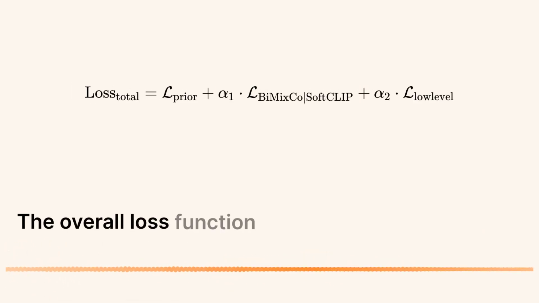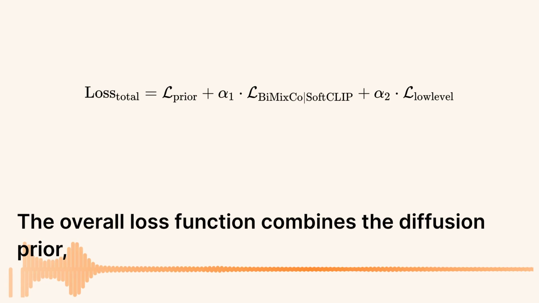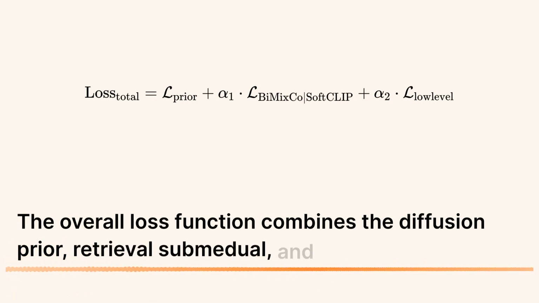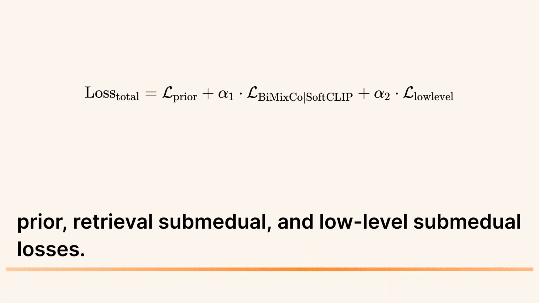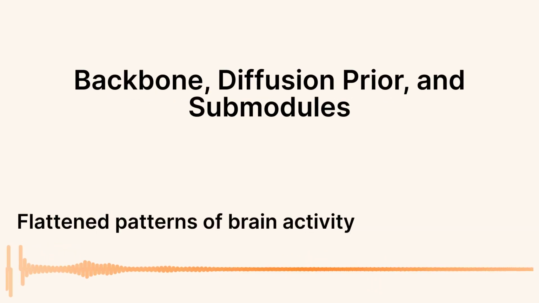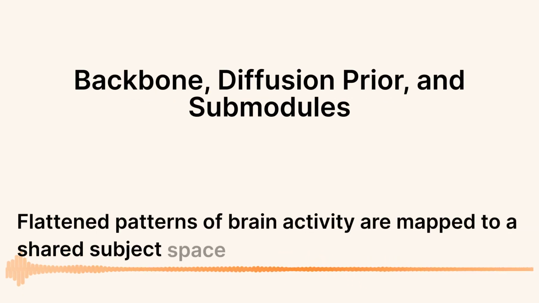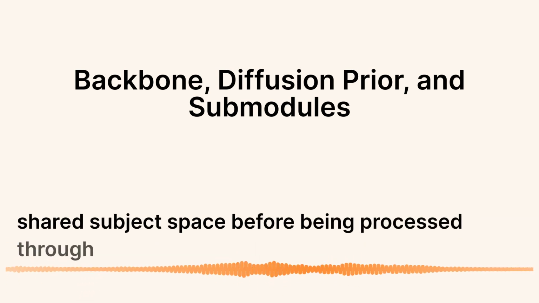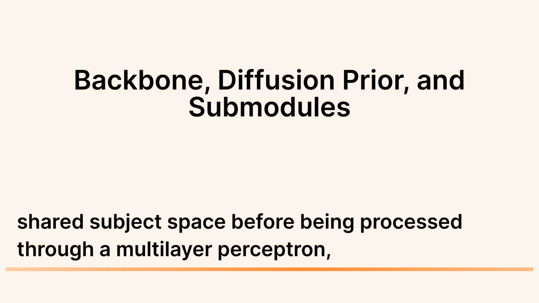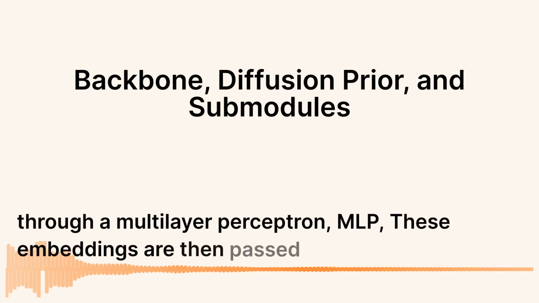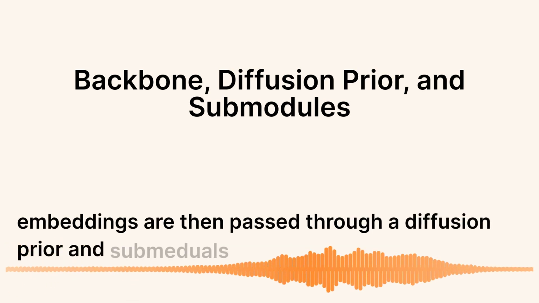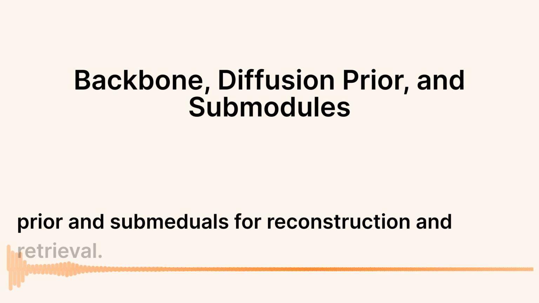The overall loss function combines the diffusion prior, retrieval submodule, and low-level submodule losses. Flattened patterns of brain activity are mapped to a shared subject space before being processed through a multilayer perceptron (MLP) backbone. These embeddings are then passed through a diffusion prior and submodules for reconstruction and retrieval.